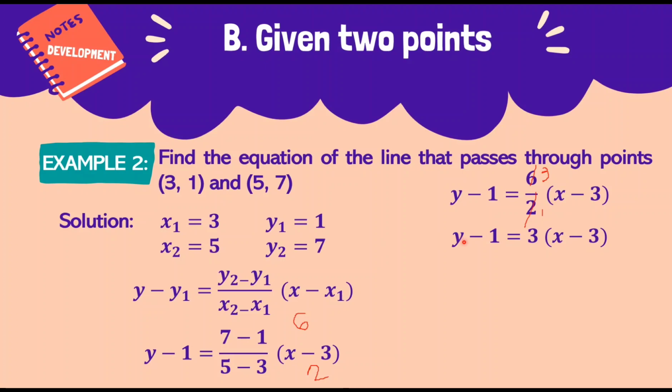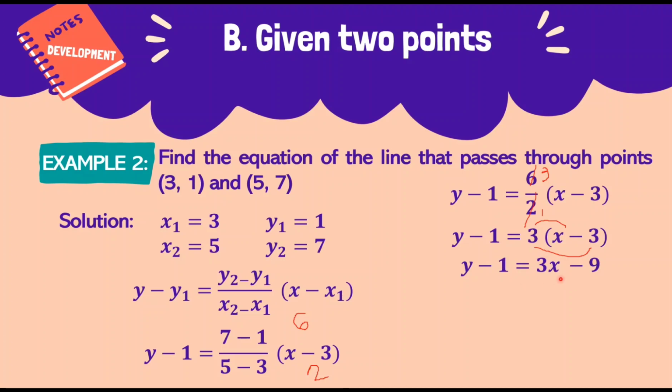So let us have this. We have y minus 1 is equal to 3 times x minus 3. So let us apply the distributive property of multiplication. So 3 times x and then 3 times negative 3. So let us find out the product. We have y minus 1 is equal to 3 times x. That is 3x. And then 3 times negative 3, that is negative 9.